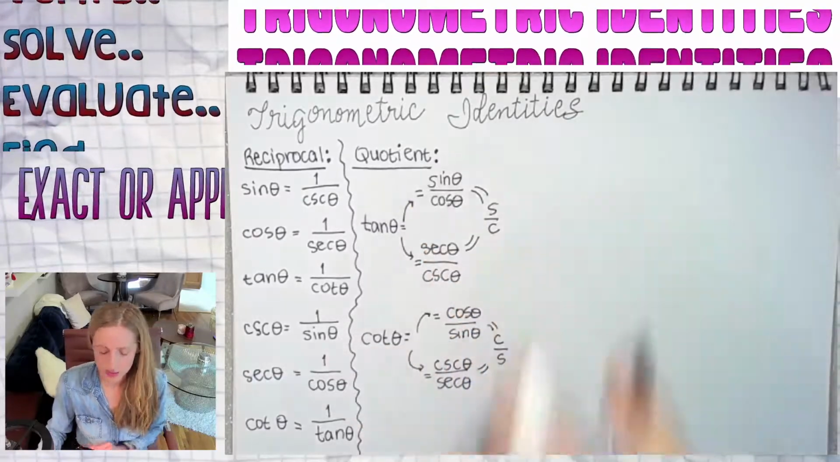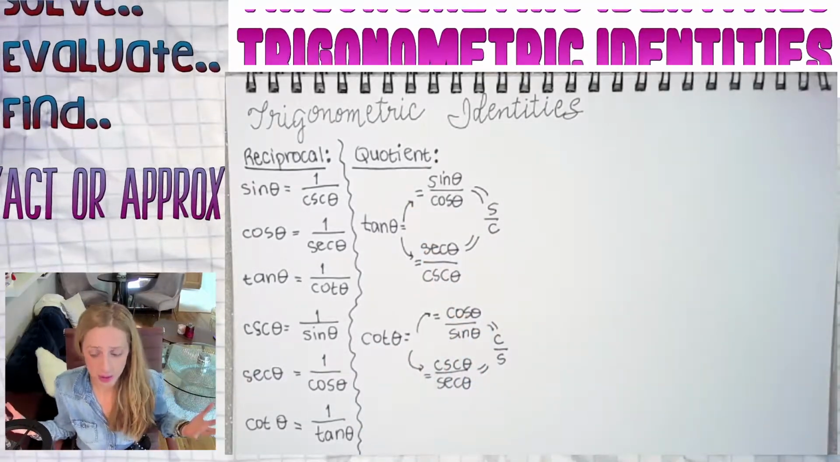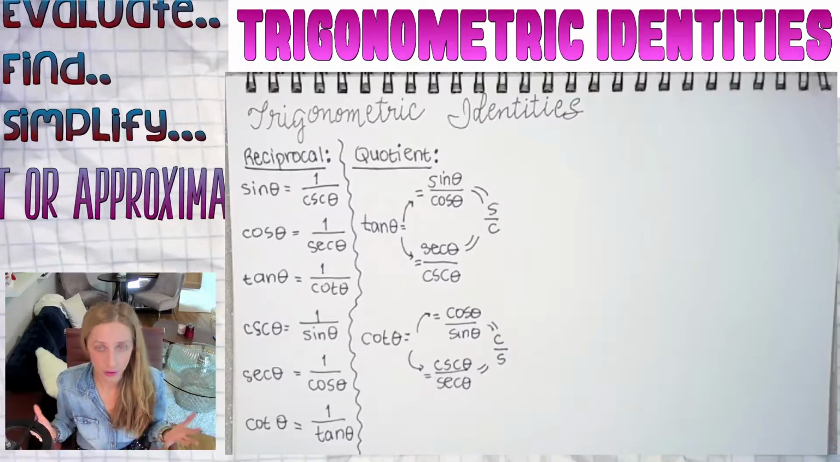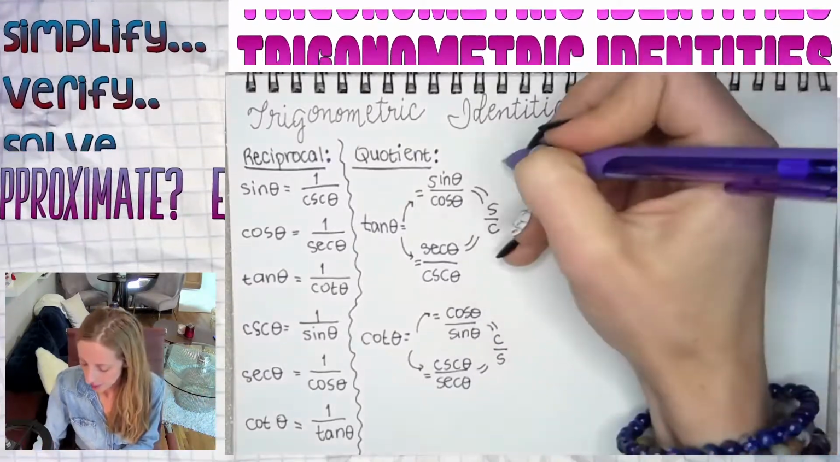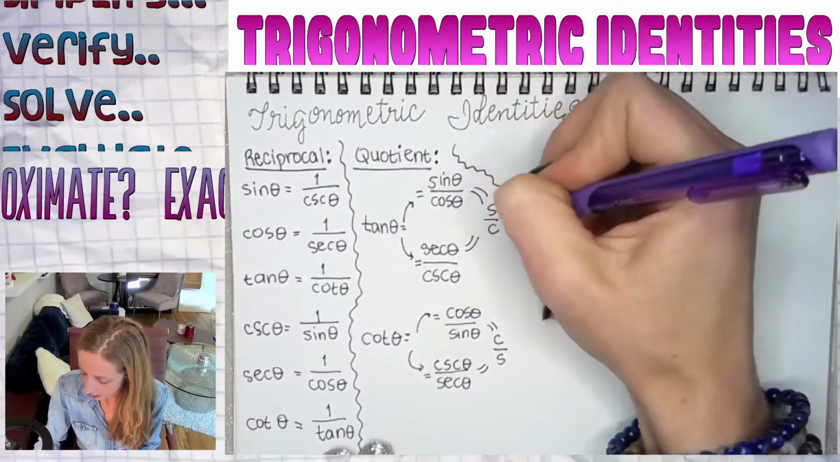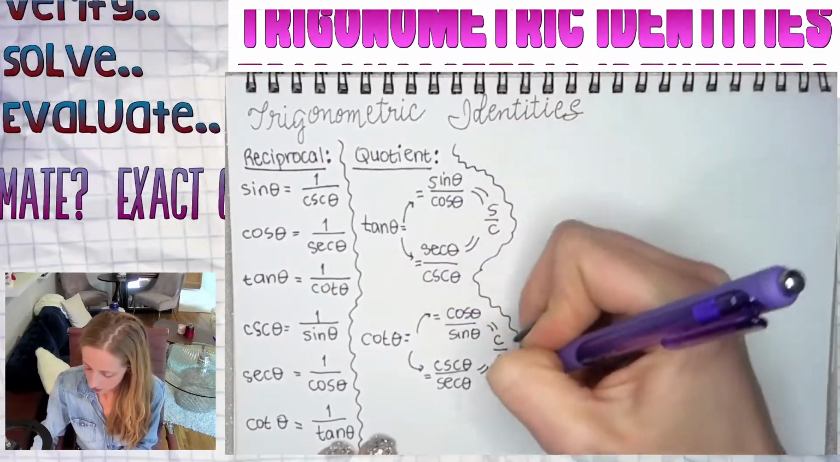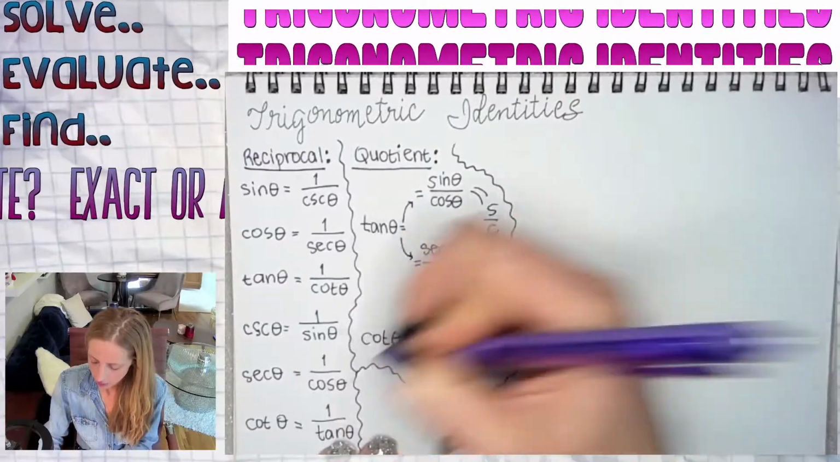Okay, it's still true if it's 2 theta for everything. It's still true if it's alpha for everything. It's still true if they're all squared. All right, the same rule will apply. So that is the end of our quick little quotient identity review.